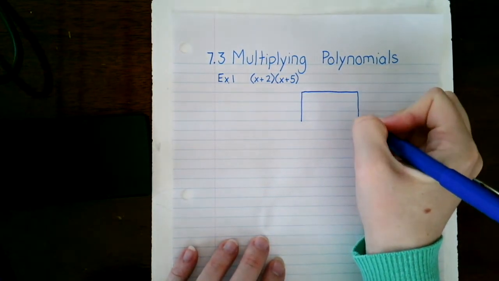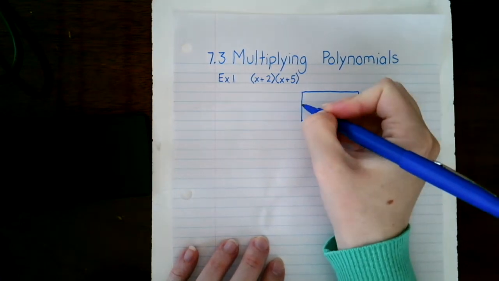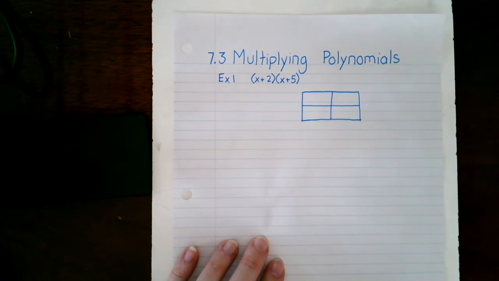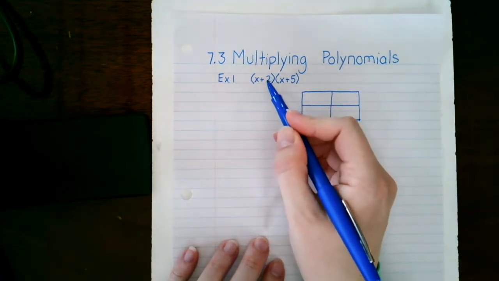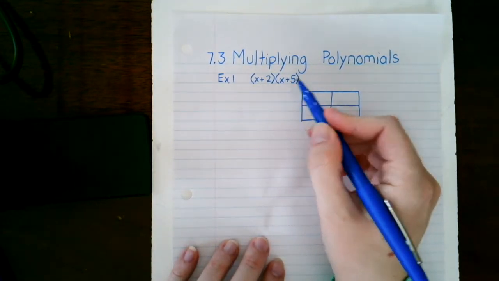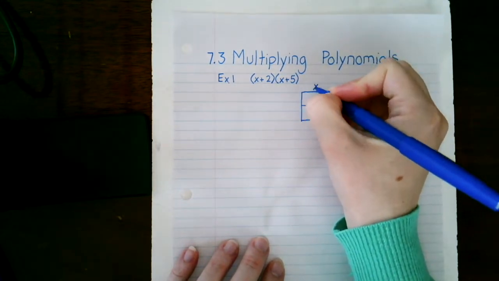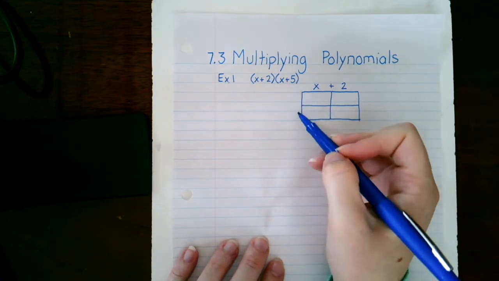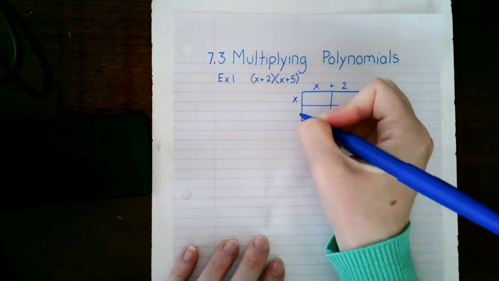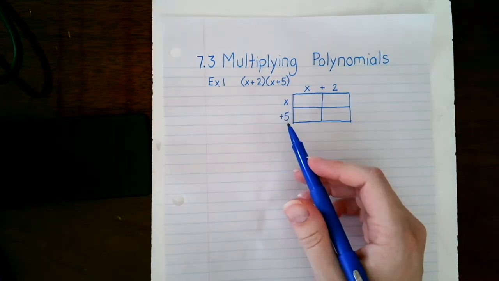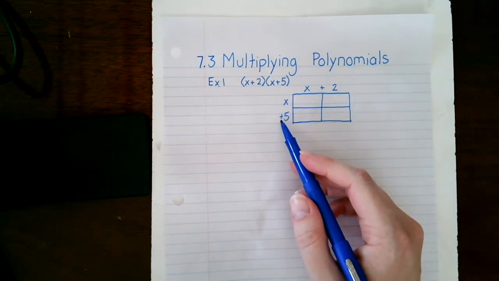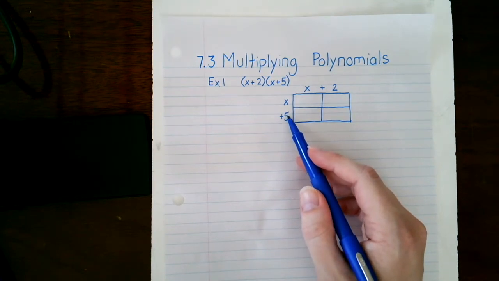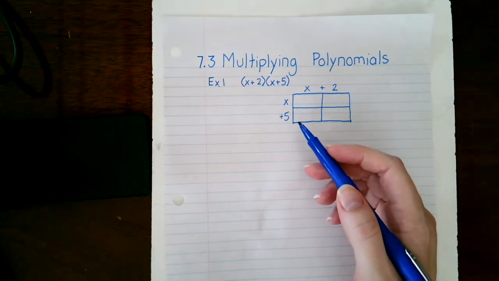rectangle that you're going to draw. And you'll split it into sections like this, okay? And our first binomial, we are just going to write that across the top. So x plus 2. And then our second binomial, we're going to write across the side. So x and then plus 5. So I write the operation right next to the constant just in case, so I can keep my signs straight.